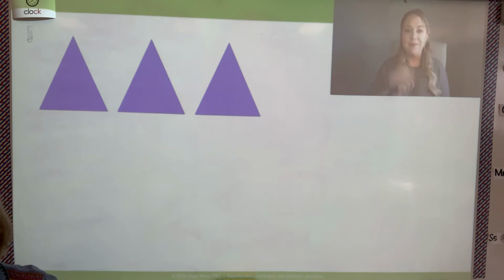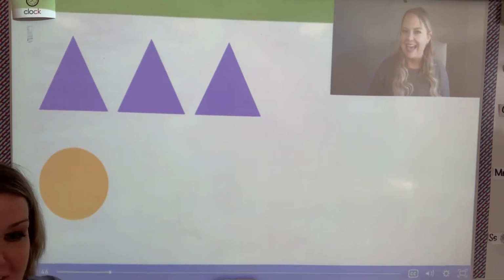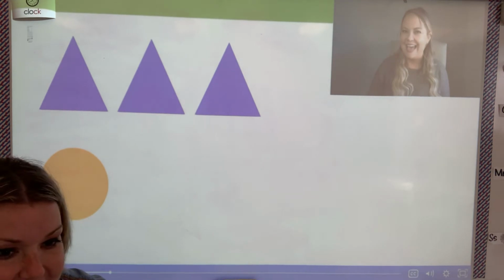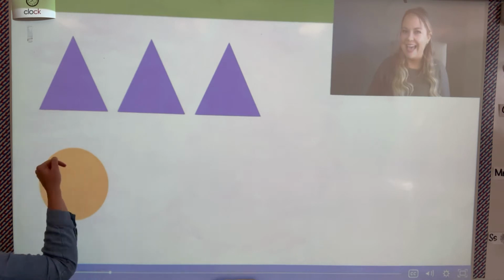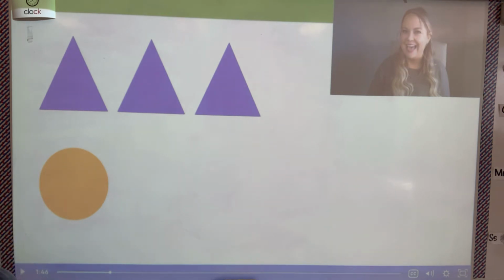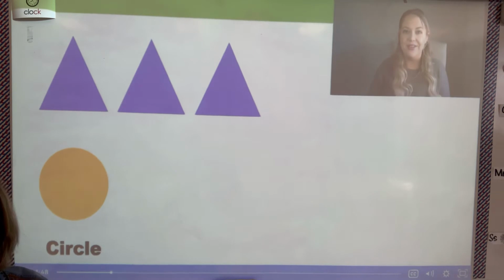Now I have a shape with no straight sides. Do you know what this shape is called? Think about it. Tell me, what is this shape called? Adeline, what do we call this yellow shape? And don't say the sunshine. The circle. A circle, yeah, very good. Yes, it is a circle.